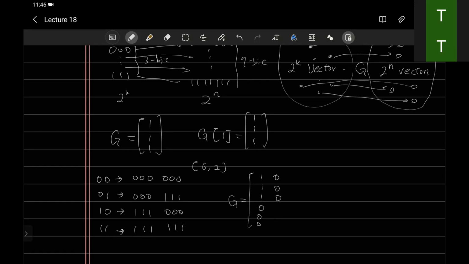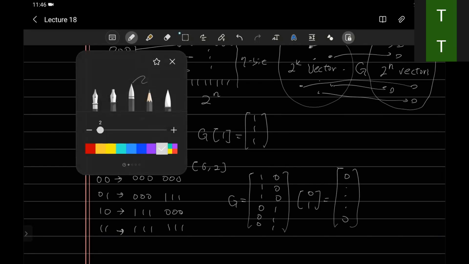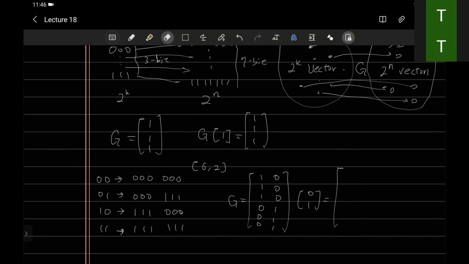And in this case, the generator will be something like 111000 and 000111. If I apply message 00, then of course everything will be multiplied and everything will be just 0, so 6 zeros like this. And if I use this one as 1, then these will multiply 0 times 1, 1 times 0, and plus 0 times 1. So that will be 0.